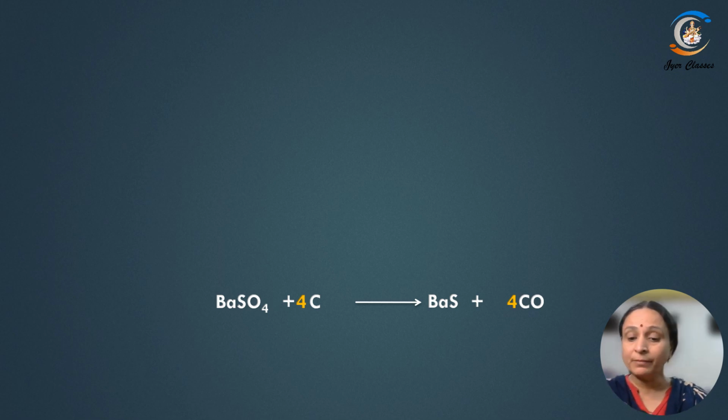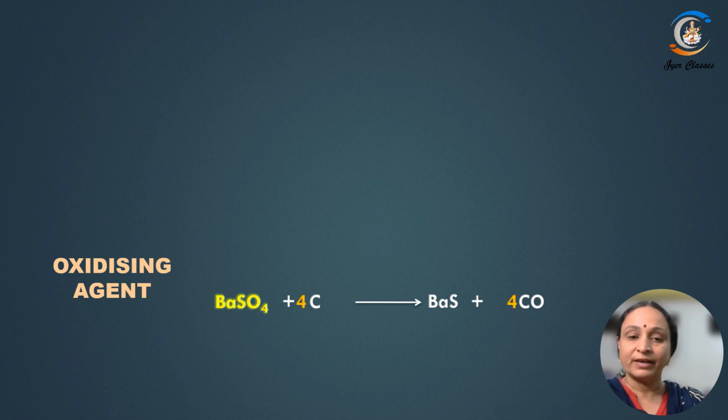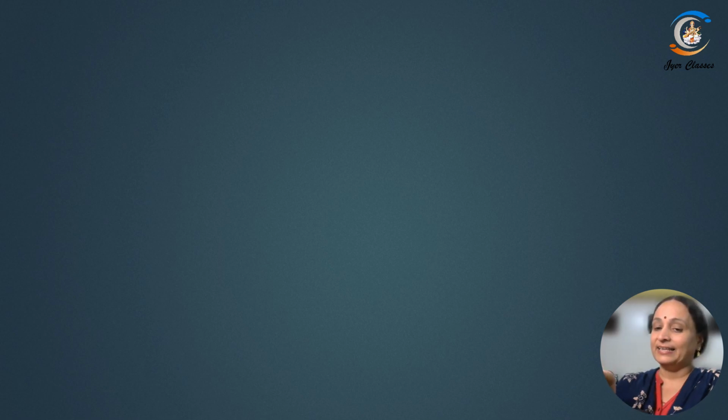Now you tell me which is the oxidizing agent and which is the reducing agent. Yes, barium sulfate is called the oxidizing agent because it is giving you the oxygen. And carbon is the reducing agent because it is taking the oxygen from the barium sulfate. So it is oxidized to carbon monoxide. And what about barium sulfate? Barium sulfate is reduced to barium sulfide, right? Oxidizing agent is reduced and reducing agent is oxidized, right? So that is very important to understand, right?